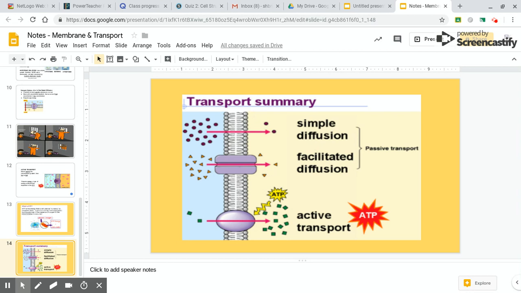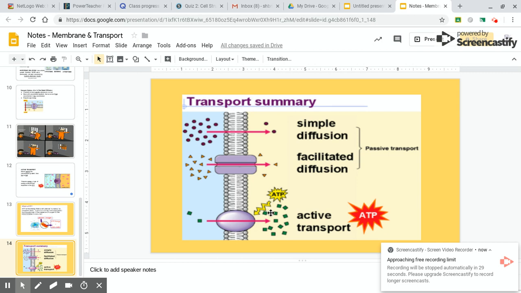Now, if I want to go against the concentration, I want to push it or pull it to where there's already a lot of them. So let's say it's sugar here, and I really want more sugar in my cell, so I got to pull it in, even though I already have a lot. I might need energy to do that. I need ATP as the energy to do that.